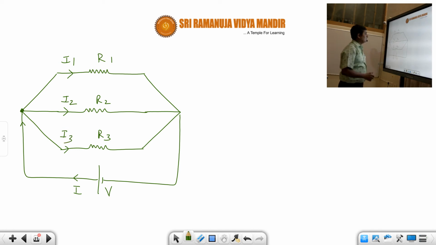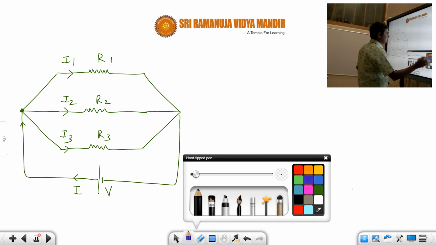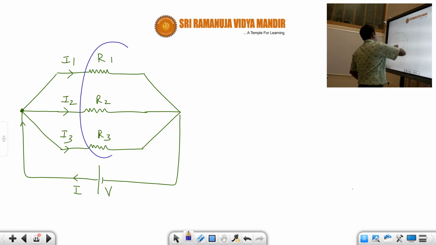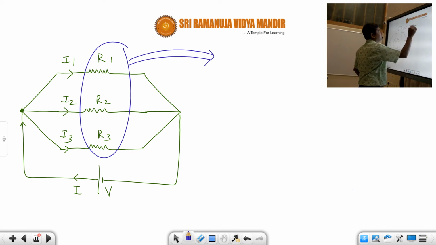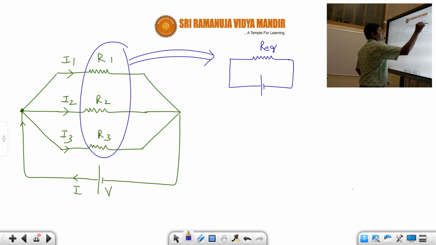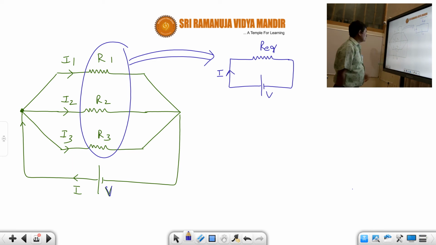Now our aim is to replace, what is our aim, students? To replace these 3 resistors with one single resistor. That is called the equivalent resistance, such that when you connect that single resistor to the same cell, the same current I should be flowing. That is our aim. So now let us see how to calculate this.